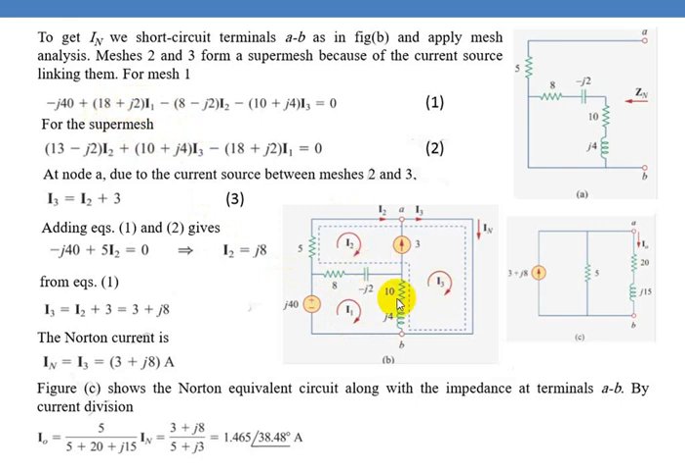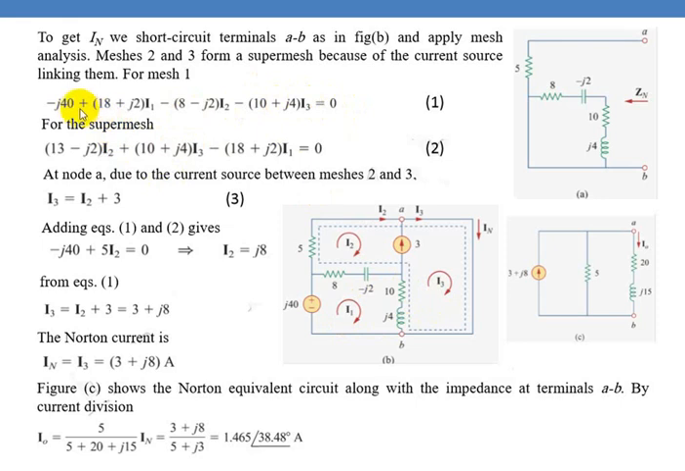Coming to this I2, while considering the first mesh, you have to find out which elements are common between first mesh and second mesh, that is 8 minus J2 is common and the current direction is opposite. So you have to write minus of (8 minus J2) into I2. While writing I3, you have to consider which resistance and reactance are common between first mesh and third mesh, that is 10 plus J4. You see the current directions are opposite. So you have to write minus (10 plus J4) into I3 is equal to 0.